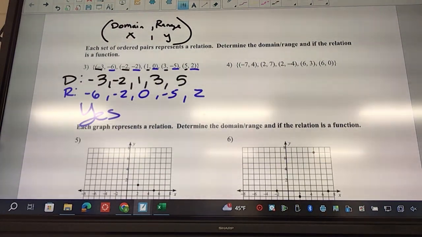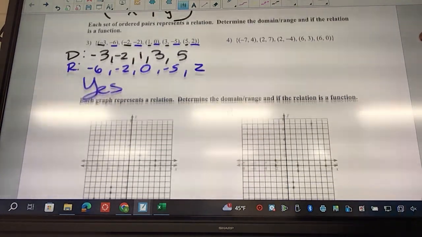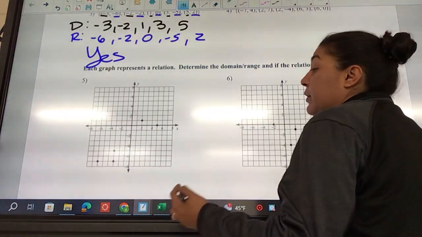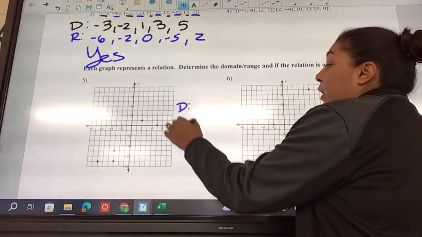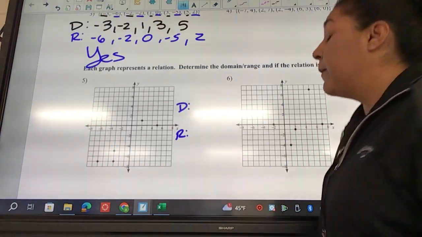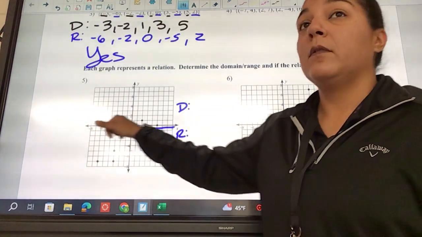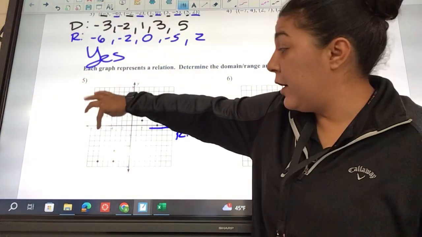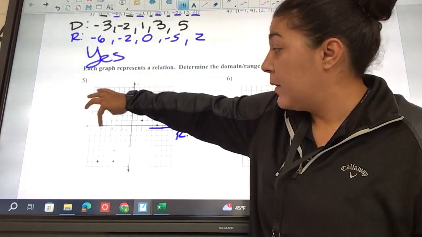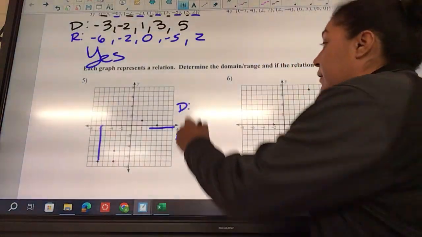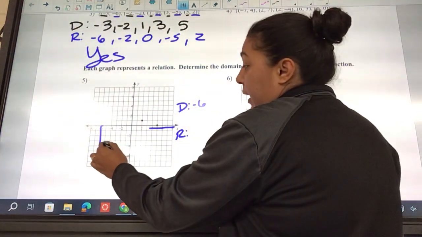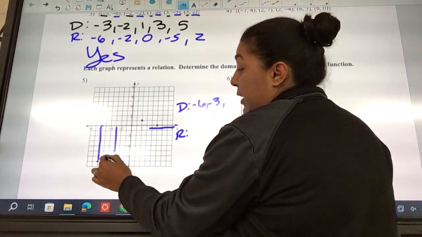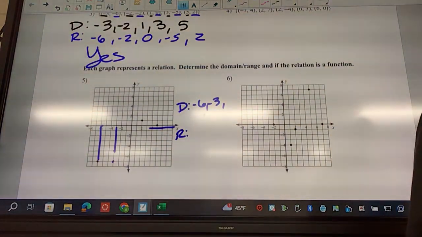Okay, each graph represents a relation. Determine the domain and range, and whether it's a function or not. So again, the domain covers the x's, the range covers the y's. Okay, so this is our x line. Look at me, because you're gonna mess it up. This is your x line. So you're just gonna go through here and either look down or up. I have one at -6. I have one at -3. I have another one at -3, so we don't write that down.